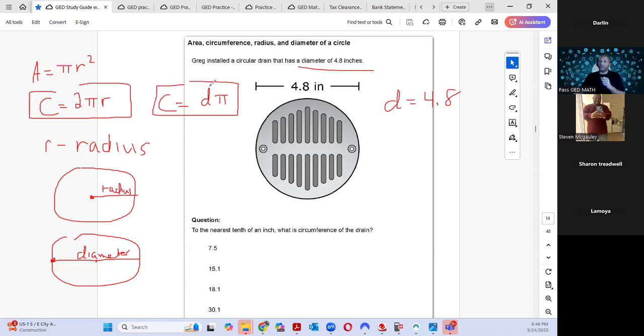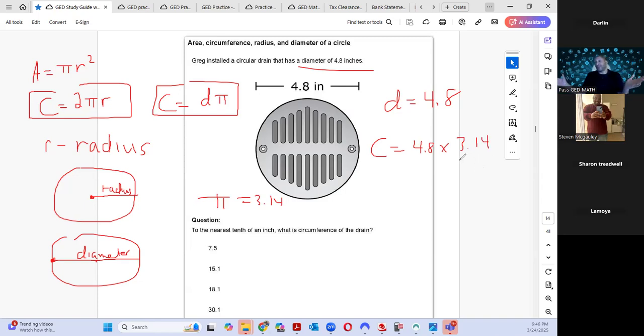Which one do you want to use? The diameter times the pi. So circumference equals 4.8 times what is pi? 3.14. So all we're going to do is 4.8 times 3.14. That's the circumference.